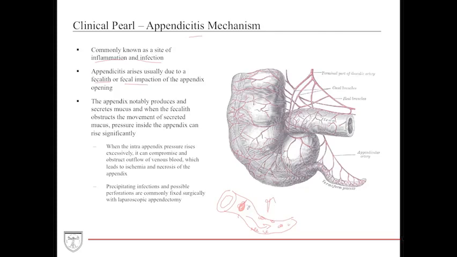Since there's no way for this pressure to go, it will end up compressing blood flow out of the appendix, then eventually leading to increased susceptibility to bacterial proliferation, inflammation, possible infection, and eventual perforation of the appendix, causing appendicitis and requiring emergent surgery. The most common surgical technique for this nowadays is laparoscopic appendectomy. However, in certain situations, an open appendectomy is required.